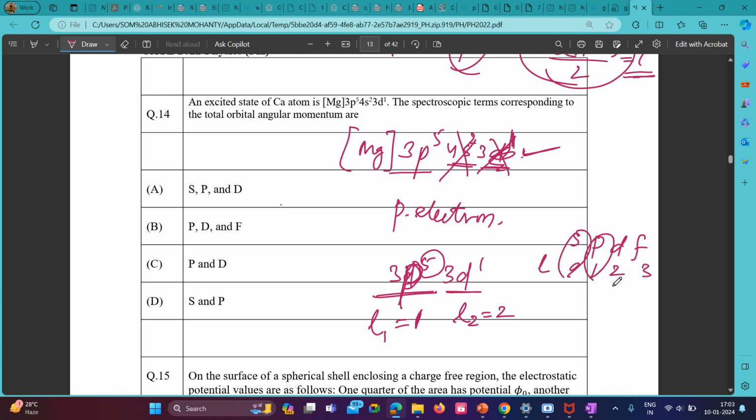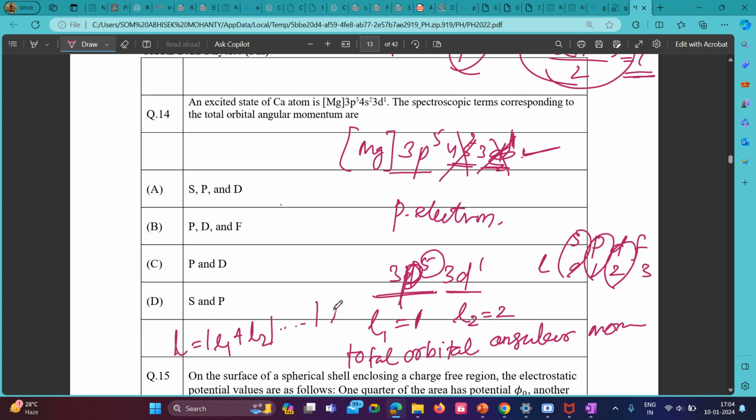So P is 1, D is 2. Okay, so the total orbital angular momentum will be how much? L is equal to L1 plus L2 down to L1 minus L2, isn't it? So 1 plus 2 down to 1 minus 2. That means 3 to 1, isn't it? 3 to 1. So what does 3 to 1 mean?